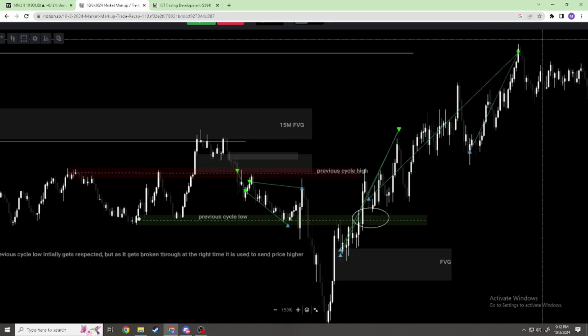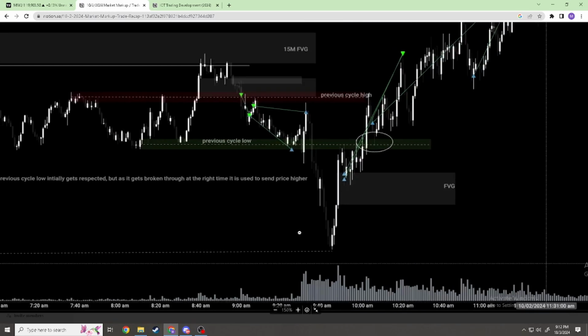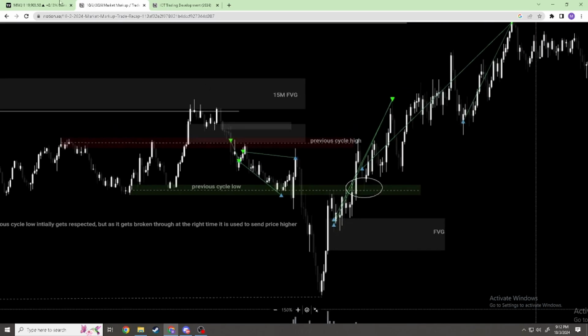And then I mark out previous cycle low, because in the cycles, you want to mark out both, because eventually they'll act as support and resistance. So it touches it to a tick, order flow goes down, and we form an SMT.